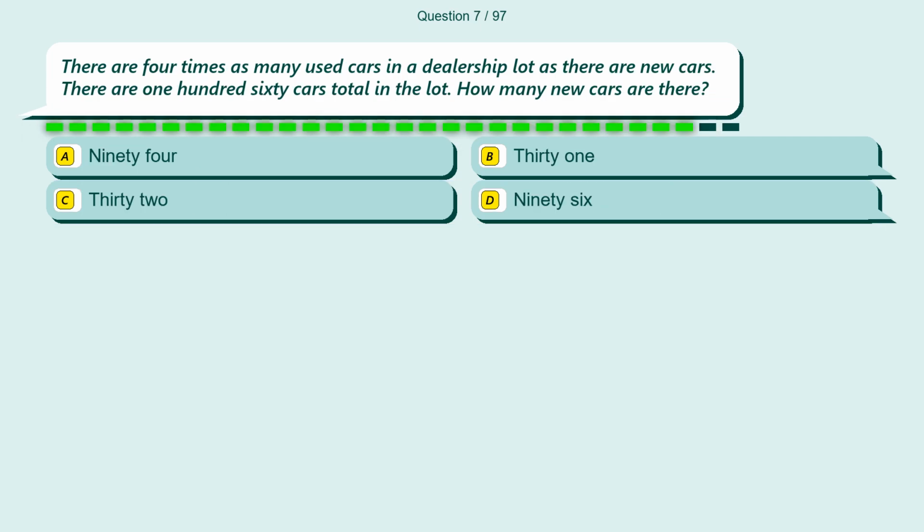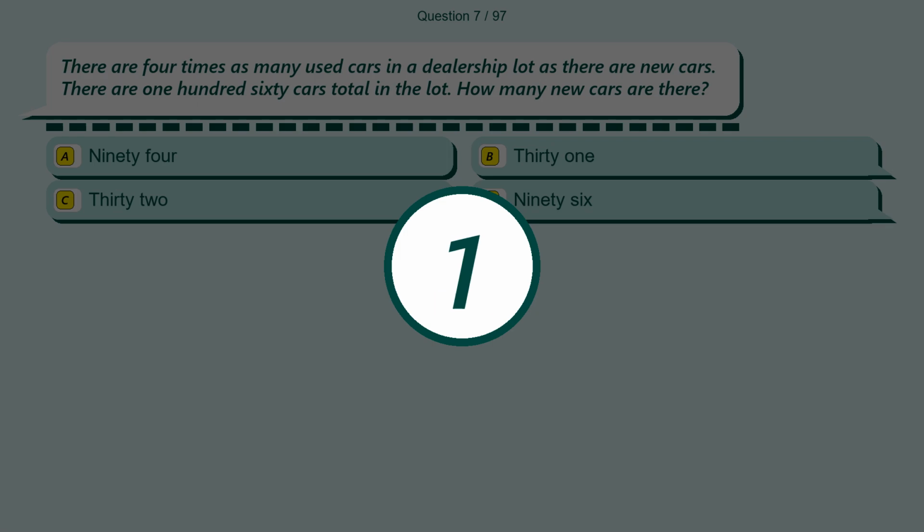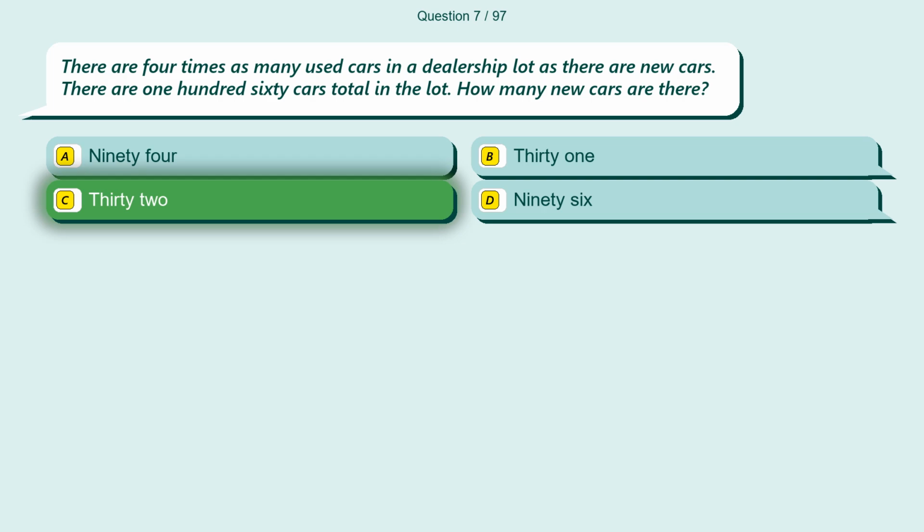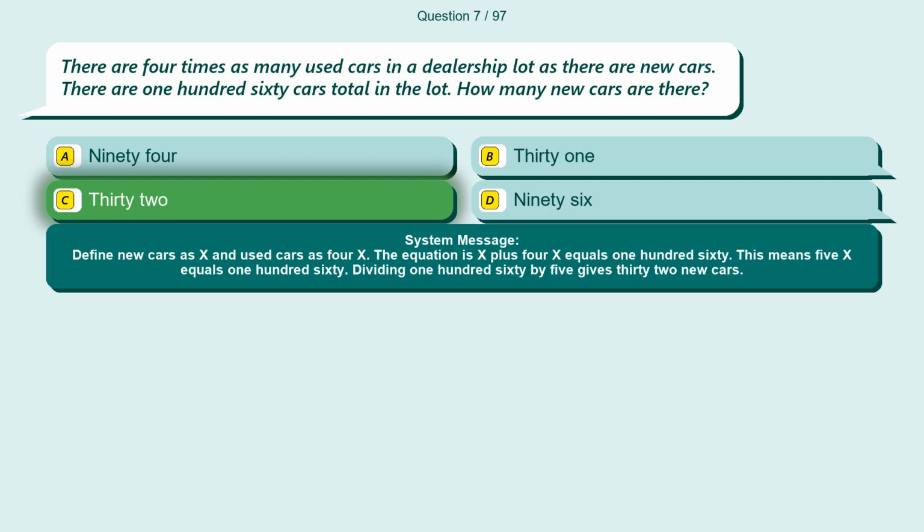Question 7. There are 4 times as many used cars in a dealership lot as there are new cars. There are 160 cars total in the lot. How many new cars are there? Option A, 94. Option B, 31. Option C, 32. Option D, 96. The correct answer is option C, 32. Define new cars as X and used cars as 4X. The equation is X plus 4X equals 160. This means 5X equals 160. Dividing 160 by 5 gives 32 new cars.